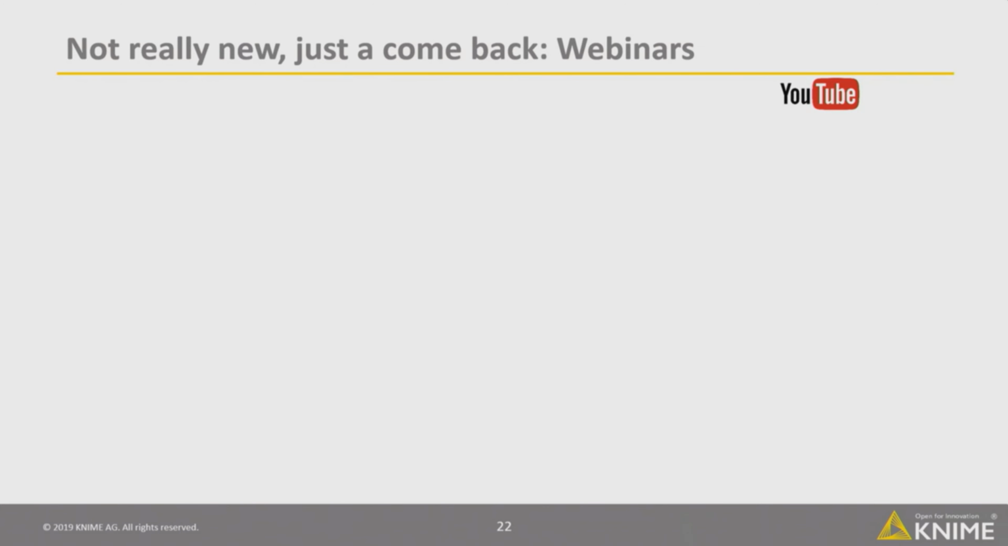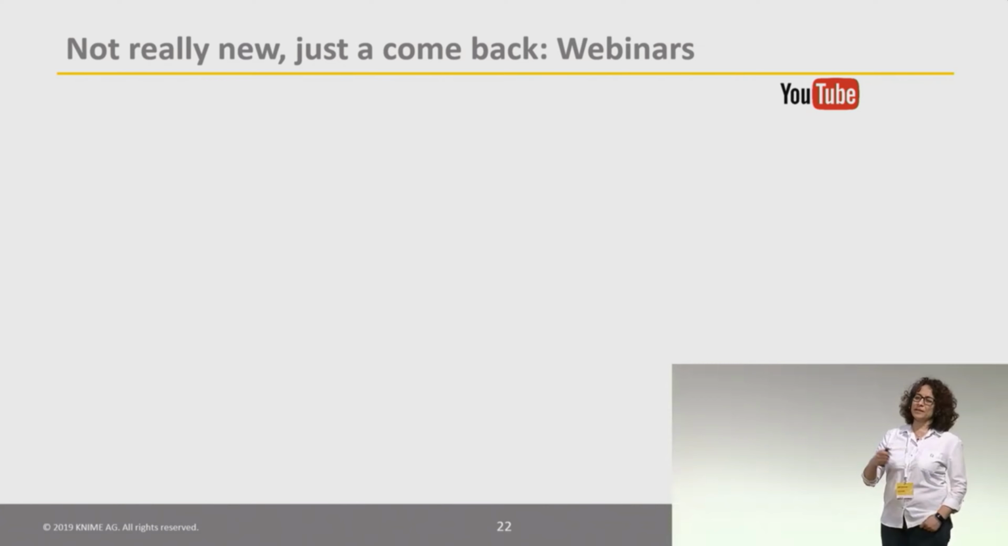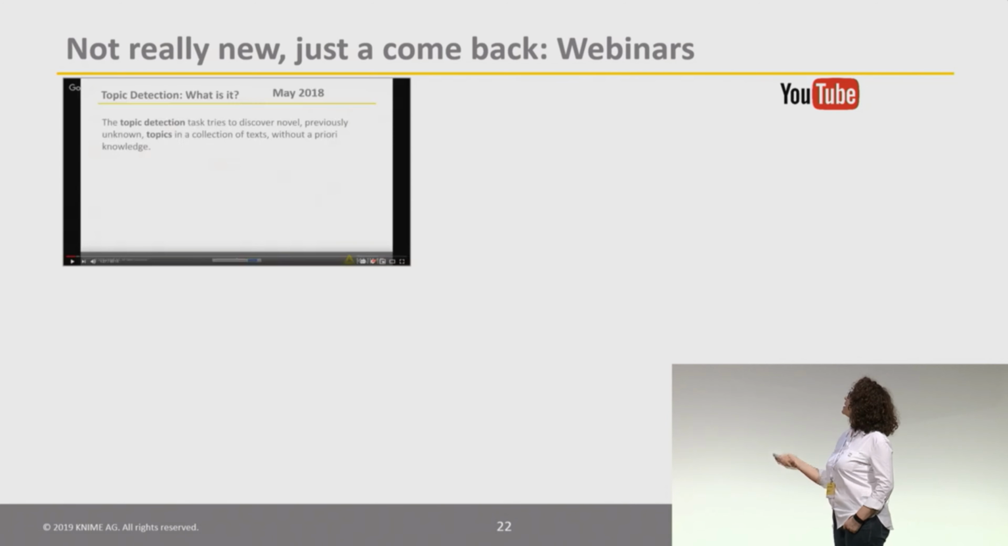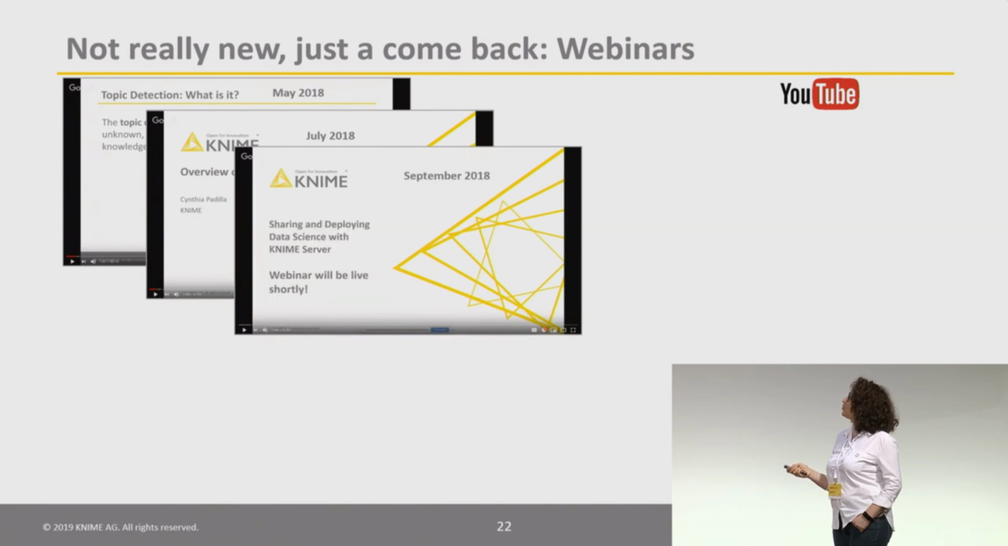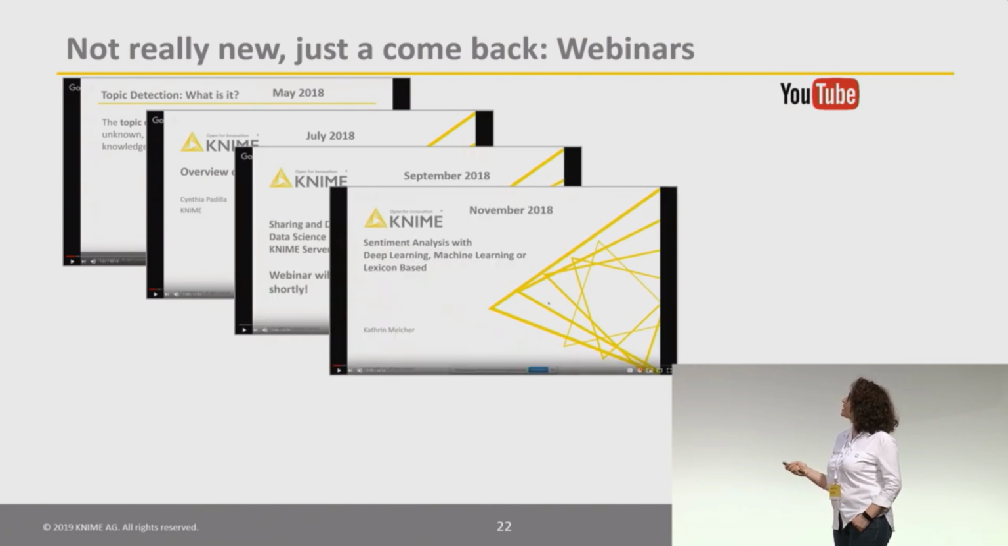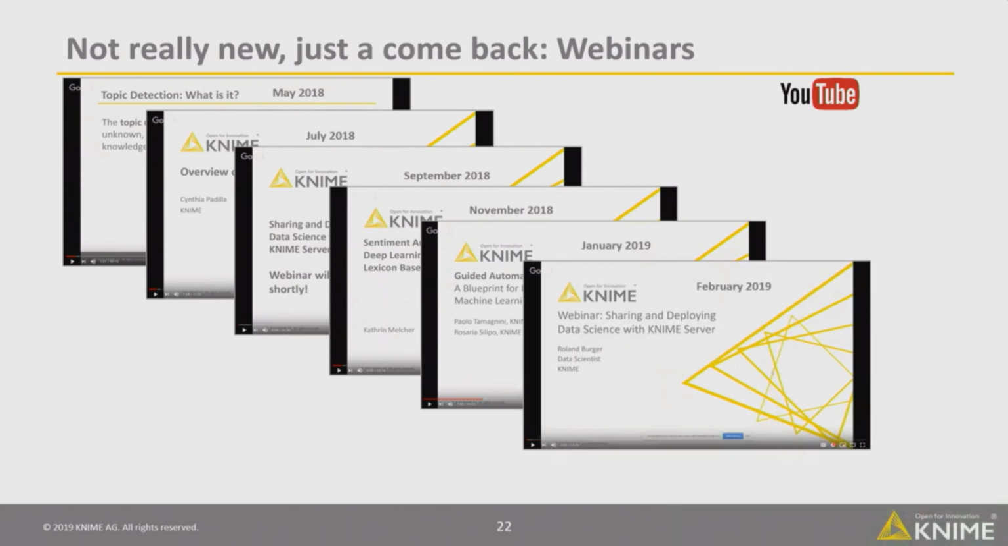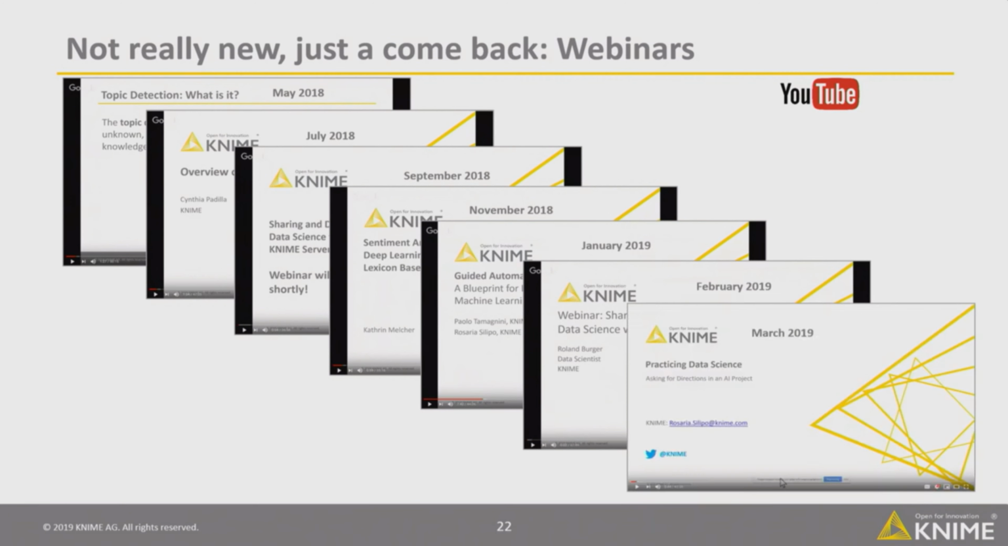The webinars. This is not really new. This is just a comeback. We used to do webinars, then we stopped. Now this year we started again because now we have more resources to do them. We started in May 2018 with the topic detection, then the overview of the KNIME software, something about the KNIME server, the sentiment analysis, the guided automation, the automated machine learning, again something about the KNIME server, and then last week we had a webinar on Practice in Data Science. If you have an idea about a webinar that we are supposed to run, or you would like to know more about some particular topic, tell us, and then we'll see if we can organize a webinar like that.